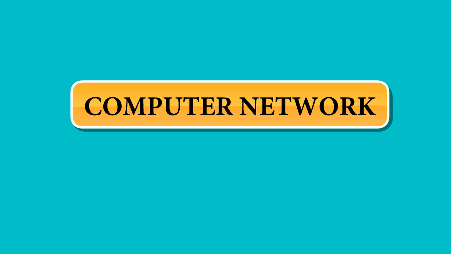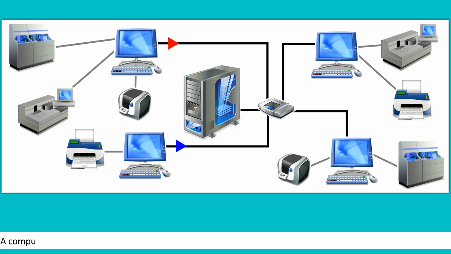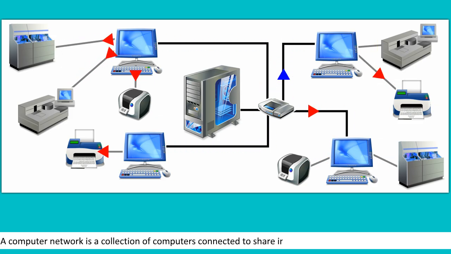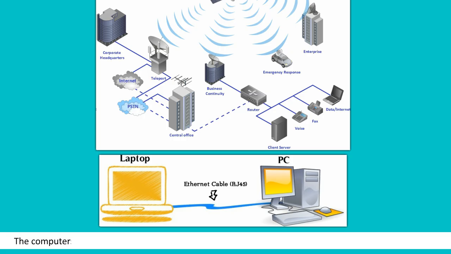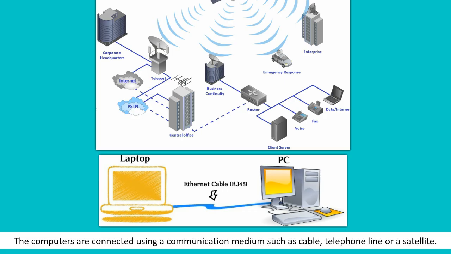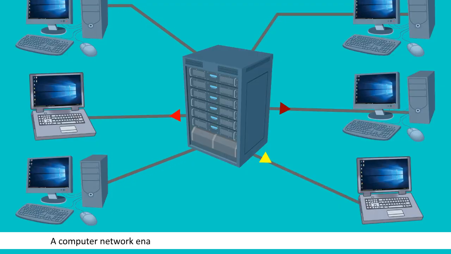Computer network. A computer network is a collection of computers connected to share information and resources with each other. The computers are connected using a communication medium such as cable, telephone line, or satellite. A computer network enables computers to share hardware devices, exchange files, etc.